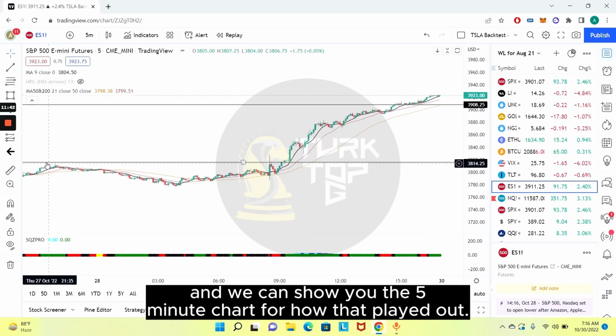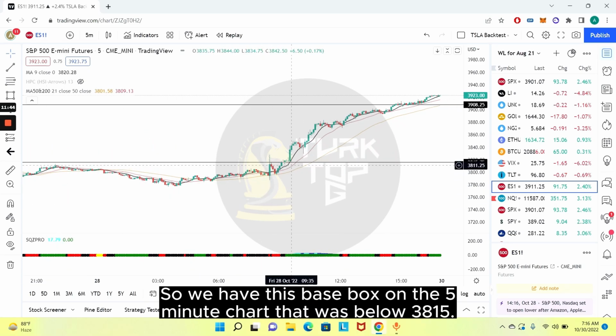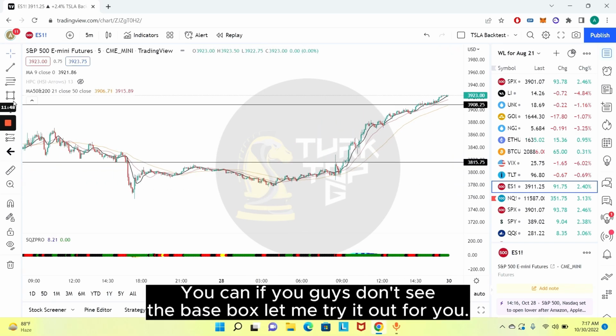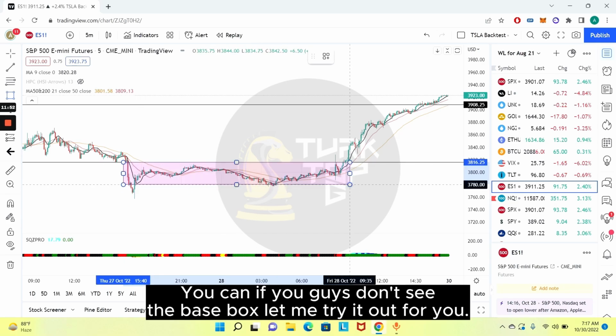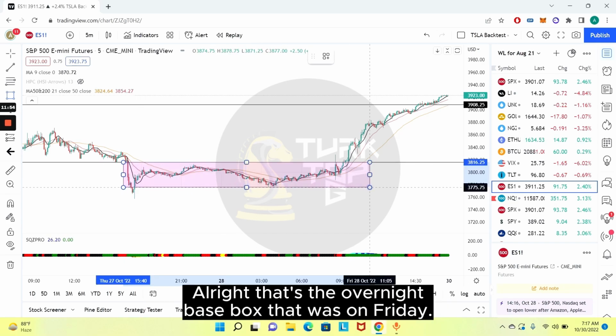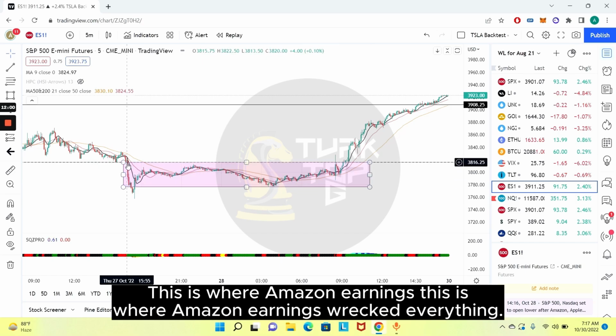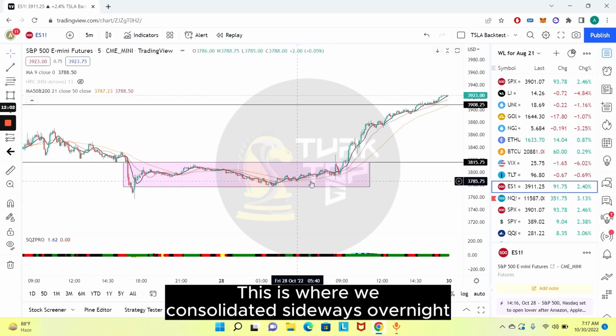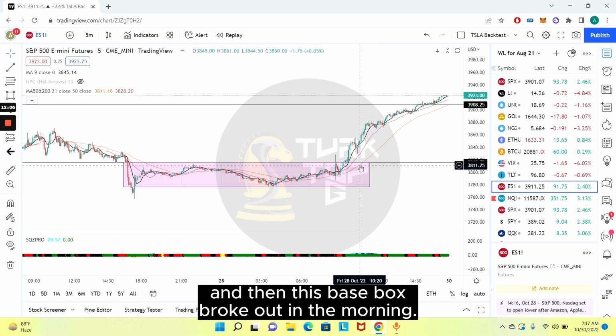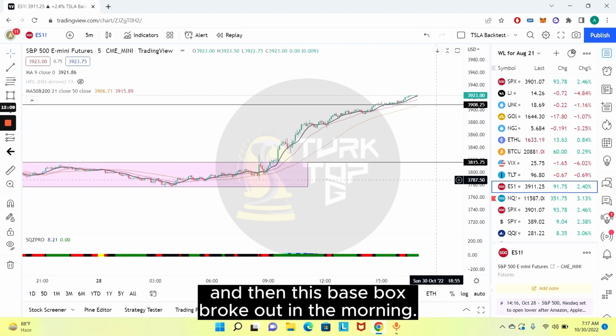All right. So we have this base box on the 5-minute chart that was below 3815. If you don't see the base box, let me draw it out for you. That's the overnight base box that was on Friday. This is where Amazon earnings wrecked everything. This is where we consolidate sideways overnight, and then this base box broke out in the morning.